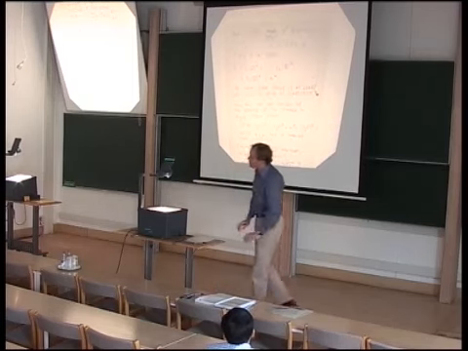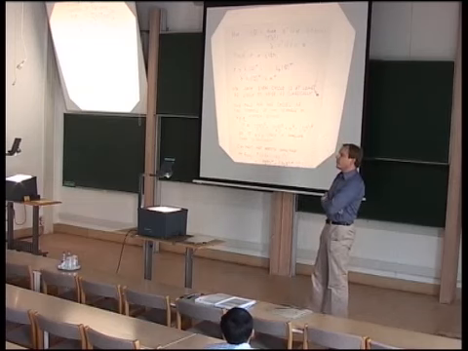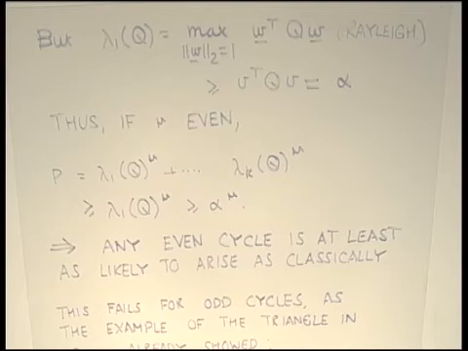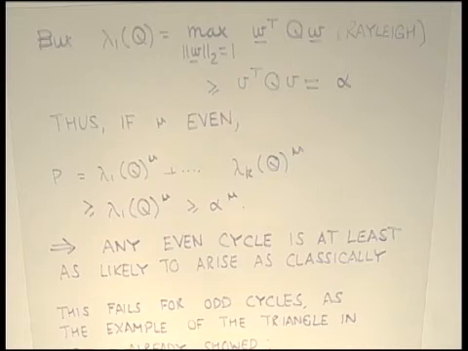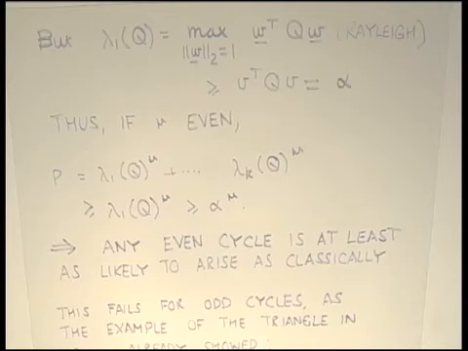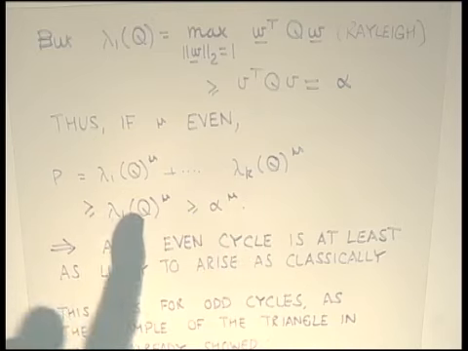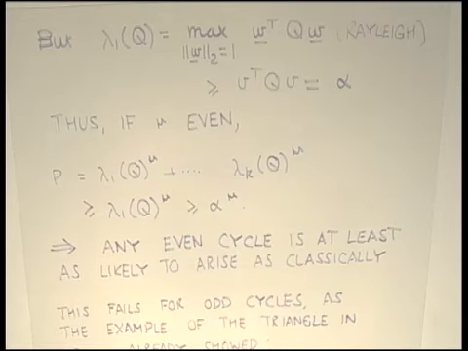By the Rayleigh principle, the biggest eigenvalue is the maximum over vectors w of norm 1 of w transpose Q w. And of course, v is a vector of norm 1 because it's got the square roots in. And so that's an upper bound of this, so this is at least alpha. So suppose that r is even, we've got a cycle of even length, then this thing here is, by the formula I just gave you, this, and that is at least as big as alpha to the r.